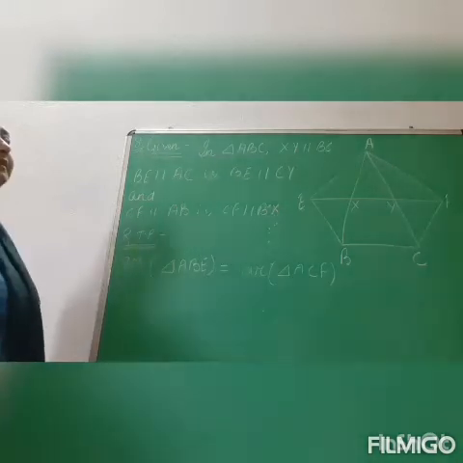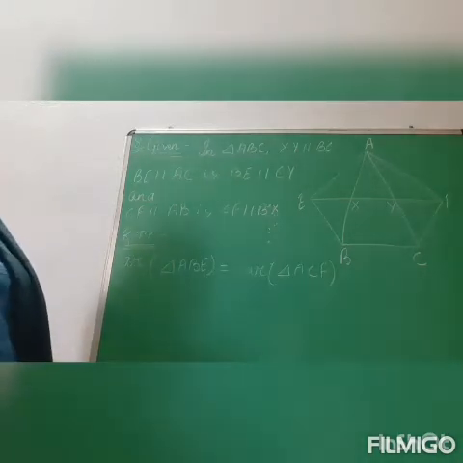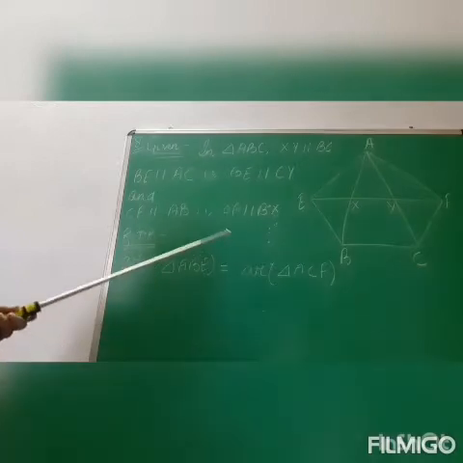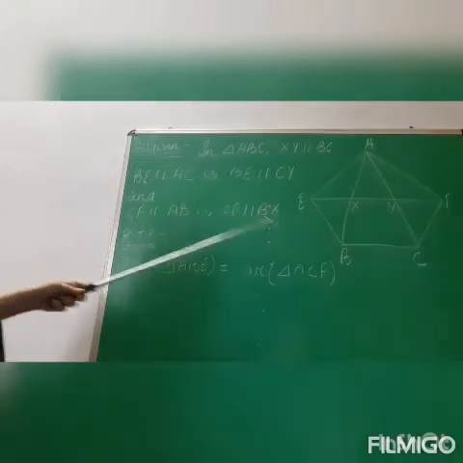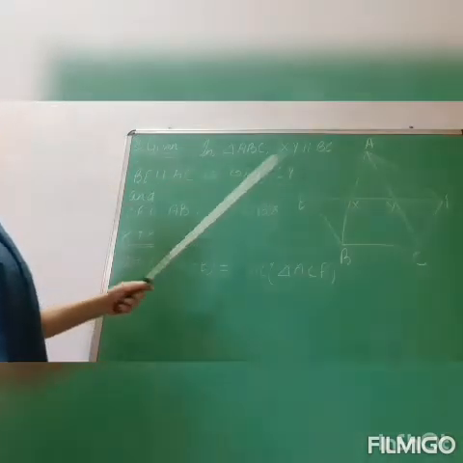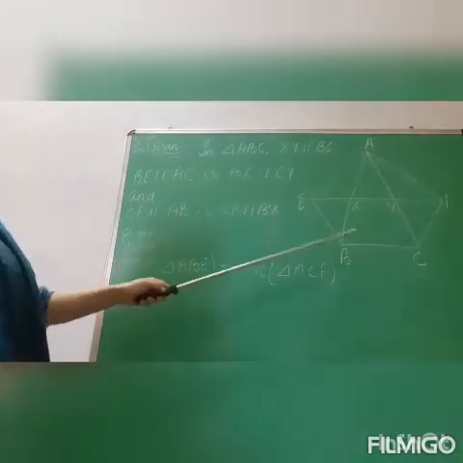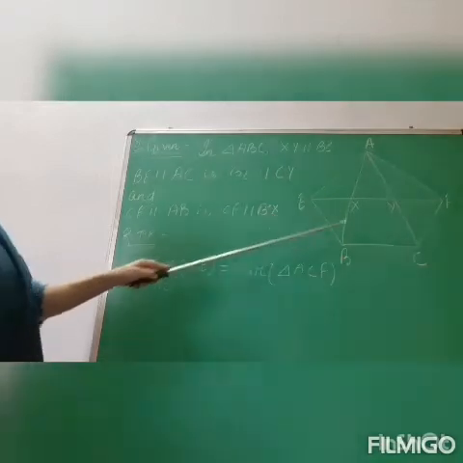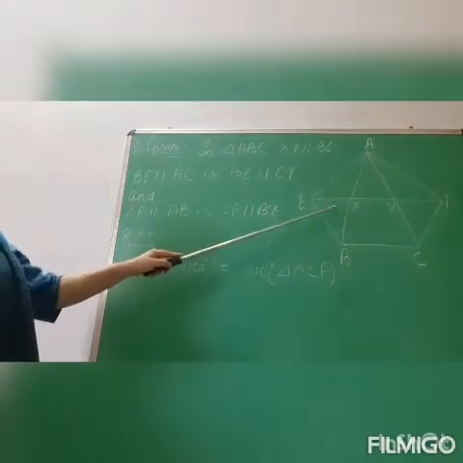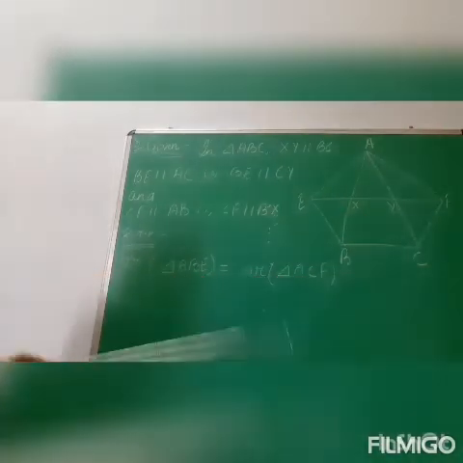Students, today we will start with the rest of the sums from exercise 9.3. So we will go to number 8 here. This is the figure for number 8. It is given in this question that in triangle ABC, XY is parallel to BC.